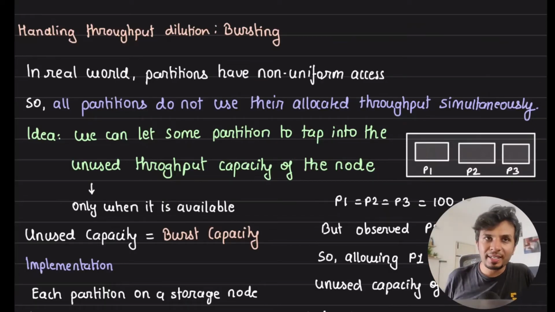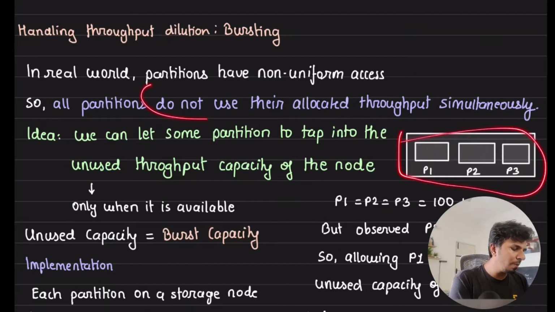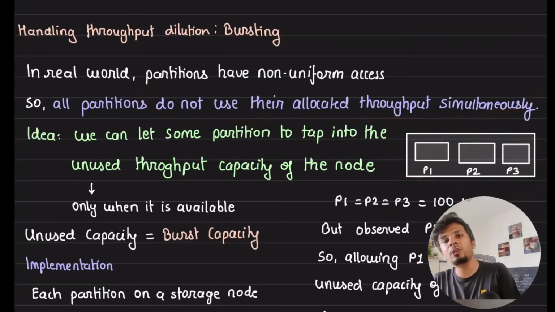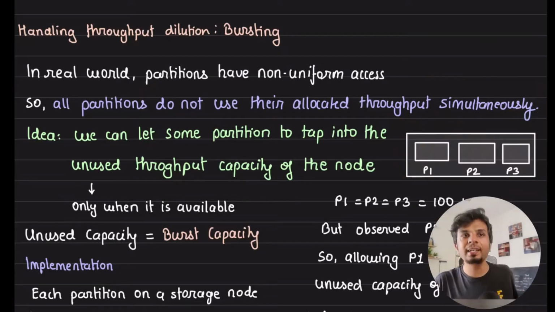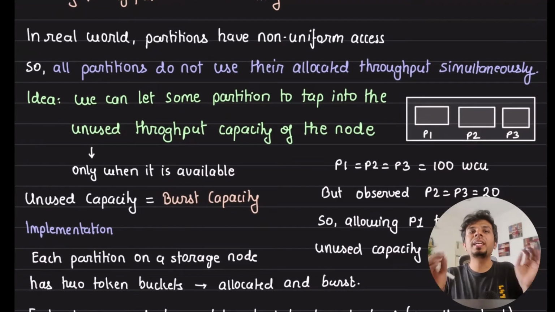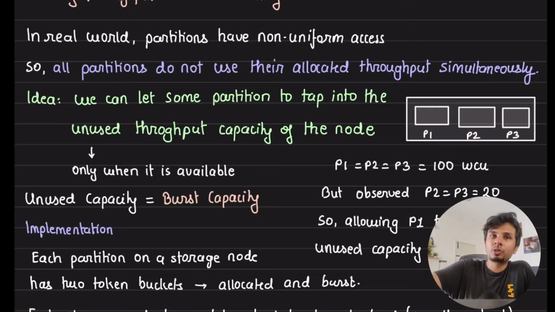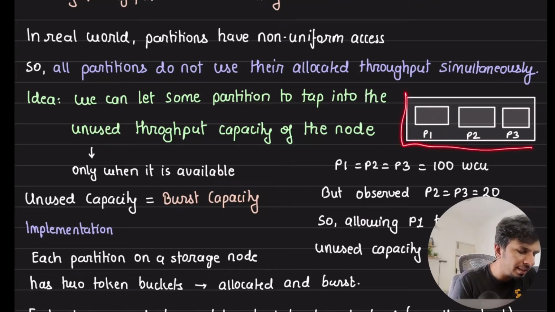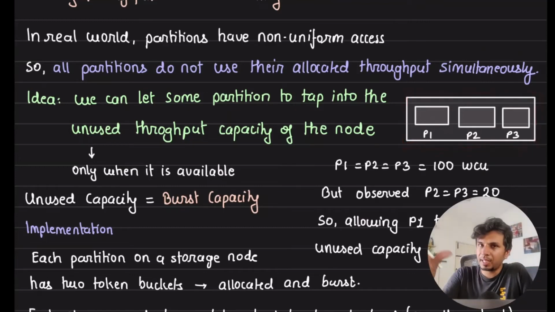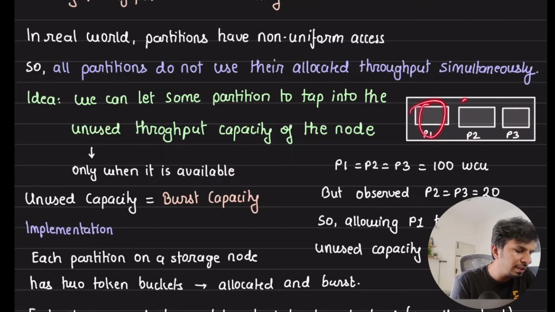So the idea is that, given that not all partitions would be using their allocated throughput simultaneously, we can let some partitions tap into the unused throughput capacity of the node. For example, this node has a capacity of 150 requests per second. Each one of these is 50, 50, 50. But let's say this is only using 20.